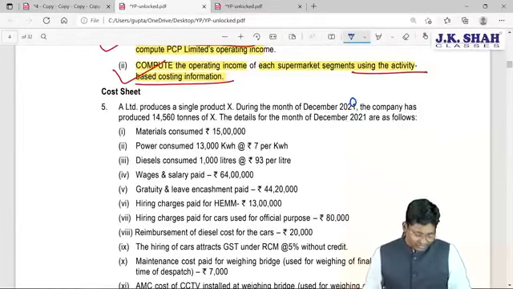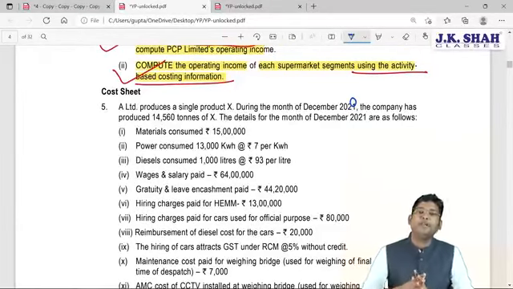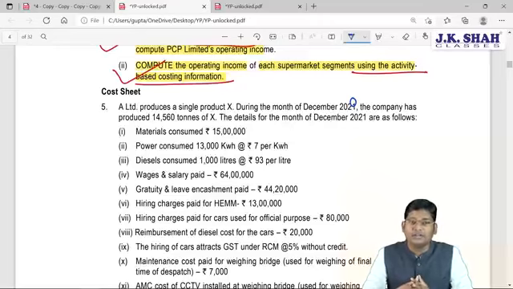Subject: cost sheet. There is one format, the format you need to use, and according to the format you need to only substitute the given data. That's it. So nothing is new, only the cost sheet format we'll be using. Let's have a detailed discussion of this particular chapter.